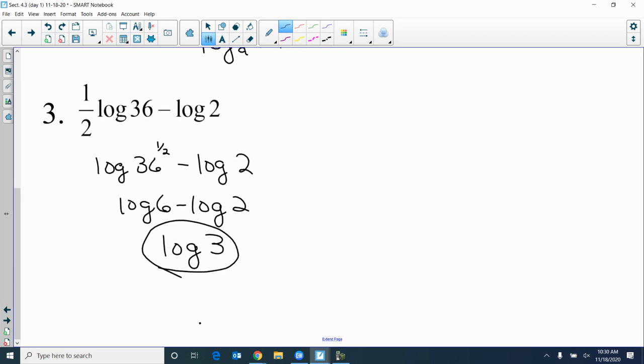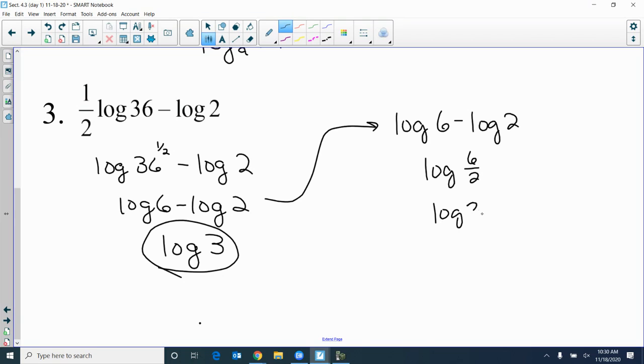The biggest mistake I usually see is right here. That is log of 6 divided by 2, which is log of 3. The mistake I see is people want to make it the log of 6 over the log of 2, like 2 separate pieces. You can't do that. It's just the log of the 6 divided by the 2. That would be an incorrect answer, a wrong answer. So just be careful there.